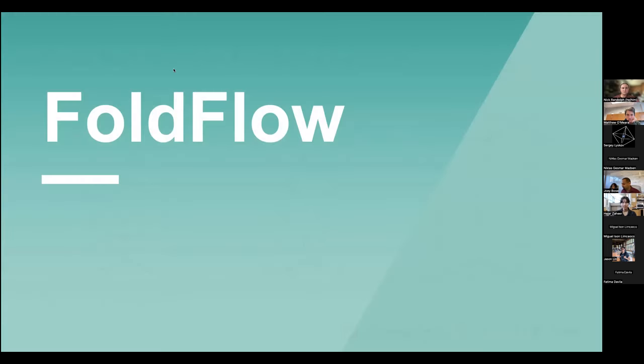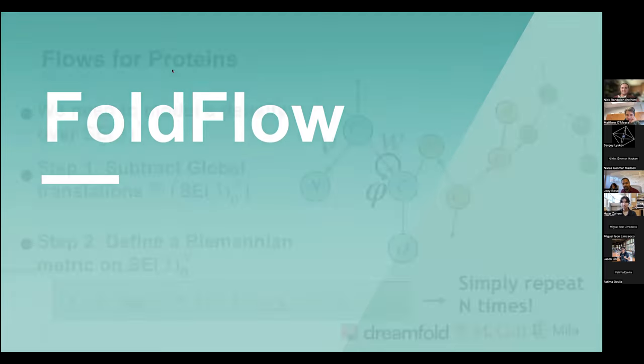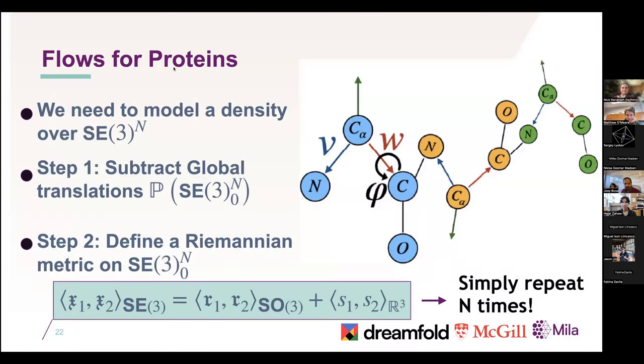All right, so after all this background information, I think we can finally talk about the main contributions of this work, which is FoldFlow. Now, I remind you again, for FoldFlow, we were trying to model proteins. Proteins are essentially elements in SE(3)^N. So they have symmetries with respect to rotations and translations. Unfortunately, you can't define an invariant measure of translation on the group SE(3)^N, because R^N itself is not a compact group. So you can't have a uniform distribution on non-compact groups.